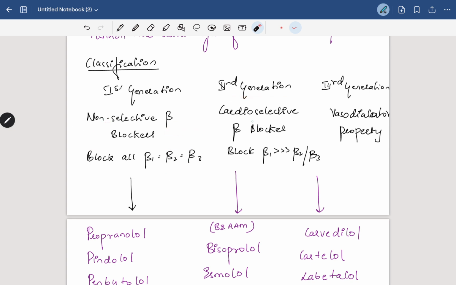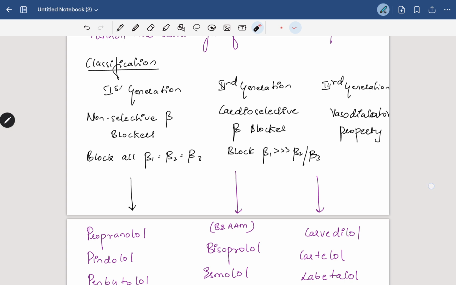In second generation we have cardioselective beta blockers. That is, in this generation the drugs block beta 1 receptor more than they block beta 2 and beta 3. As we all know, beta 1 receptor is present on the heart as well as the kidney. Therefore these drugs are known as cardioselective beta blockers. In the third generation they have a special property, that is vasodilator property.